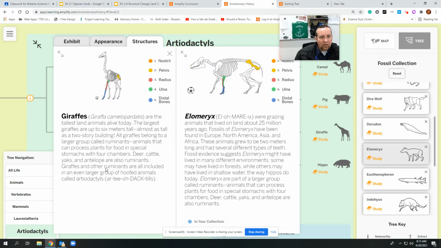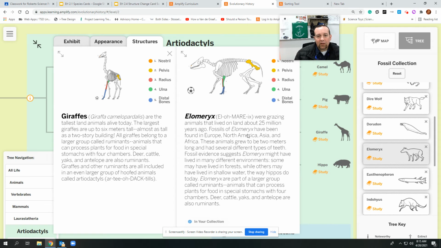They process food in a special way with their multi-chambered stomachs, and that means they're kind of the same as deer, cattle, yaks, and antelope in that they're ruminants. It's what we call animals with multiple stomachs. These animals also produce a lot of methane when they do that, by the way.